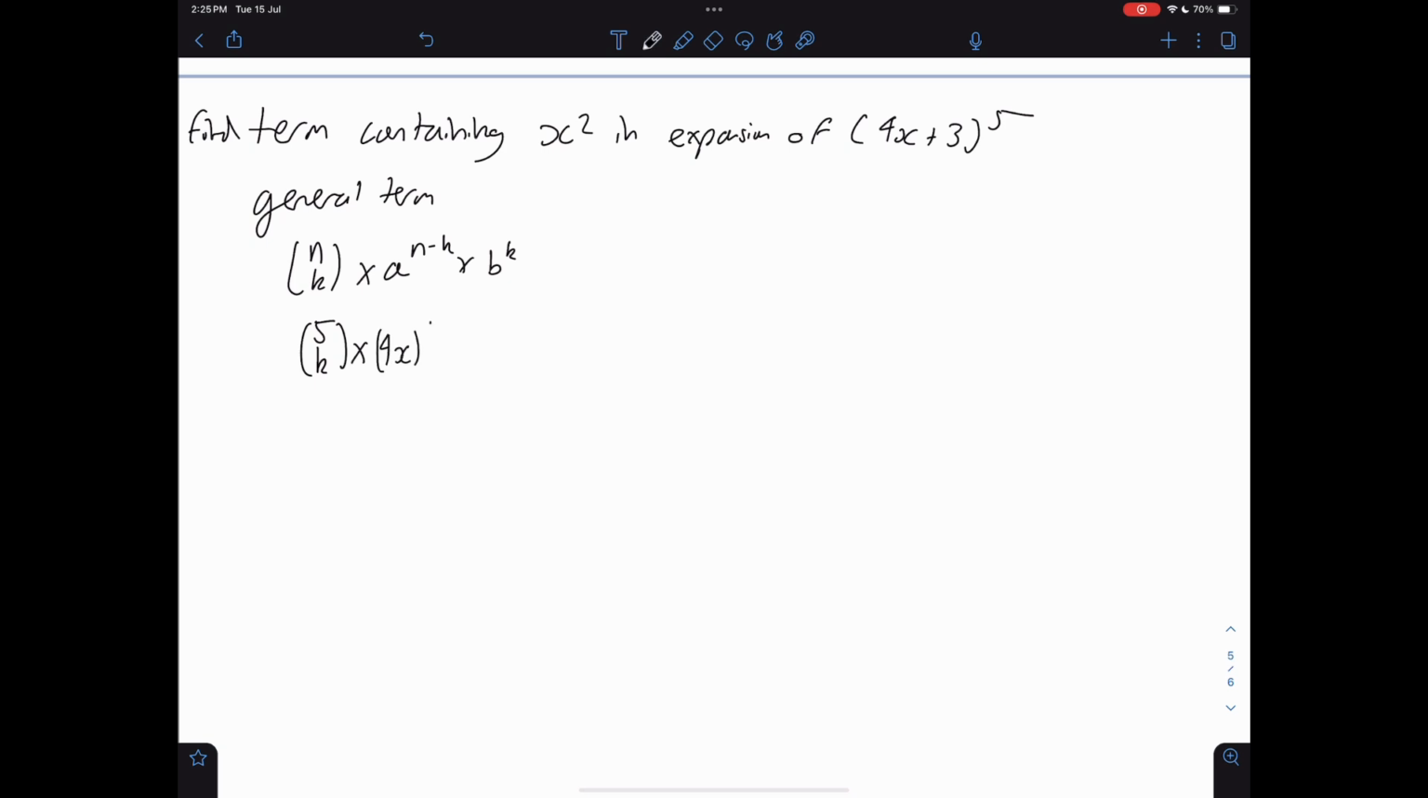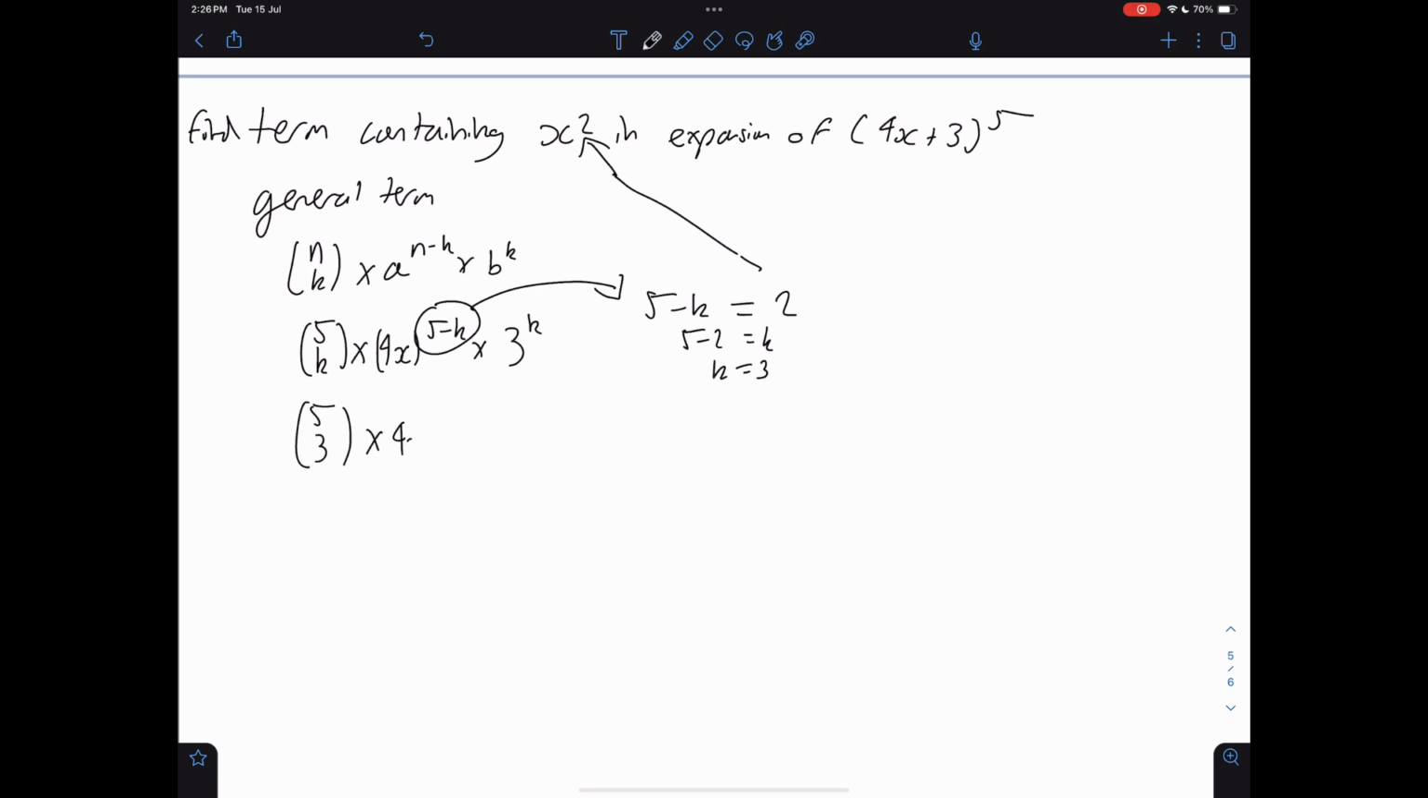So we know that n is going to be 5. We're going to set a to be 4x and b to be 3. Once again, because 3 is just a constant, we know that 5 minus k has to be 2. And then simple rearrangement will mean that we know that k equals 3. So now we just substitute the 3 in. So we get 5 choose 3 times (4x) squared times 3 to the power of 3.